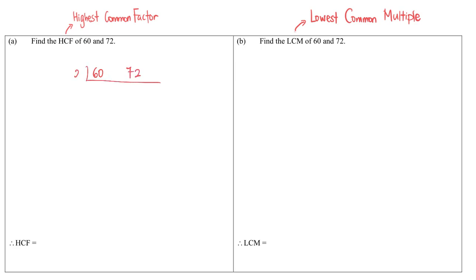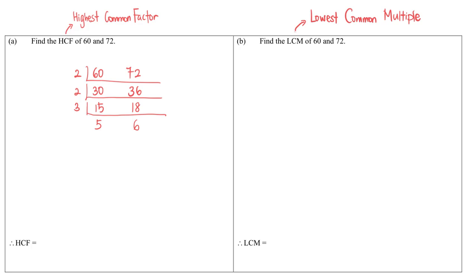Going to divide by the smallest common factor first, and that will give me this. And let's continue to divide. 2 cannot divide already. The next common prime factor would then be 3. And there's no more common prime factor.